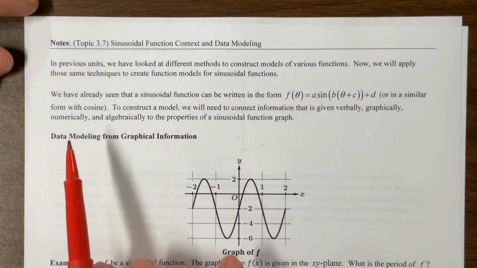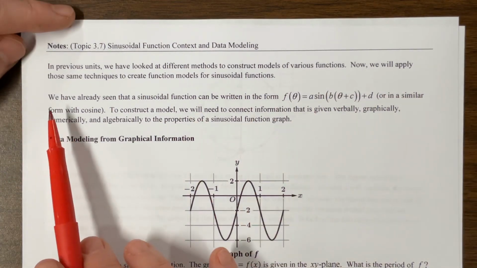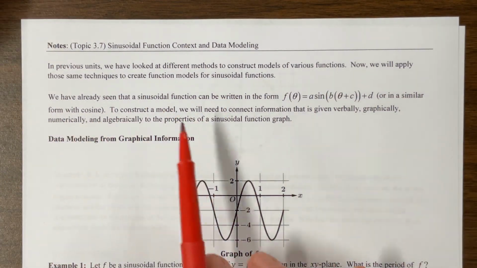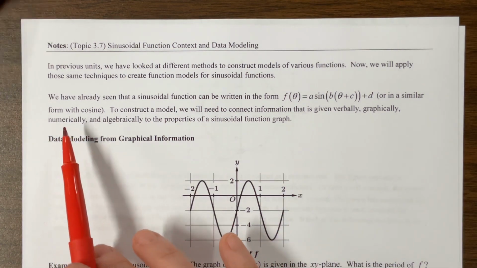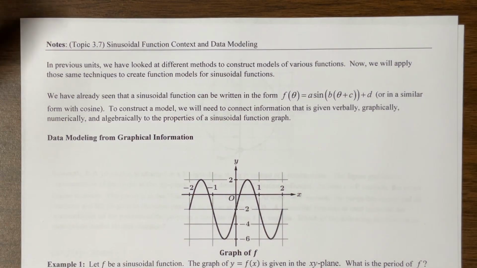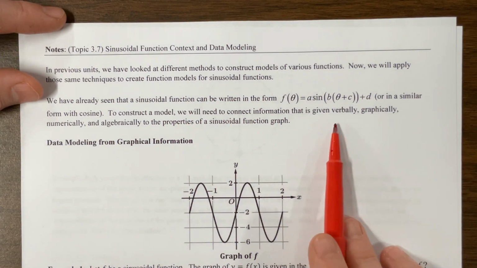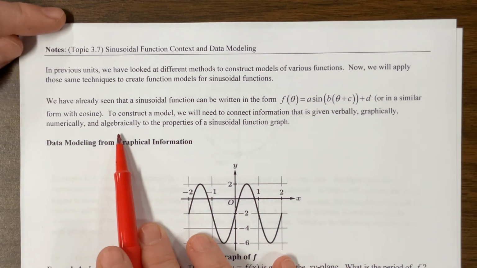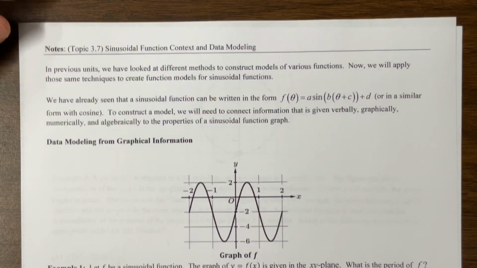Okay, so in previous units, we've looked at different methods to construct models of various functions. Now we will apply those same techniques to create function models for sinusoidal functions. Isn't that a fun word? Sinusoidal. We already have seen that sinusoidal functions can be written in this form or a similar form with cosine. To construct a model, we will need to connect information that is given verbally, graphically, numerically, and algebraically, to the properties of the sinusoidal graph.